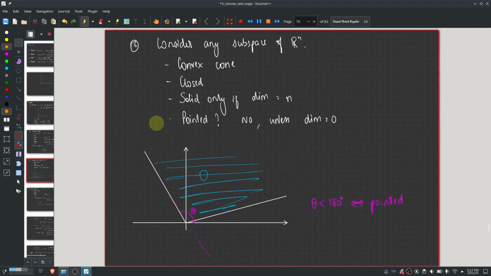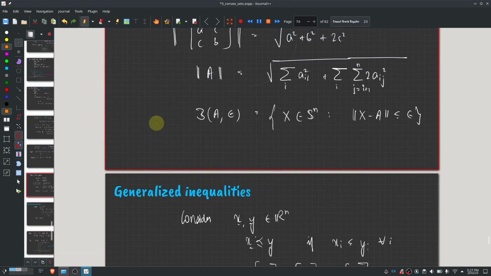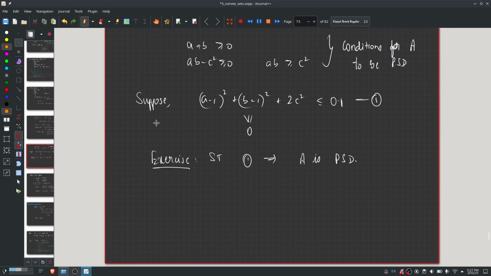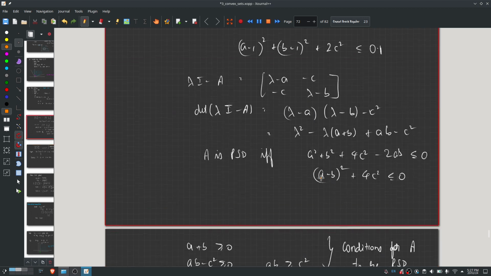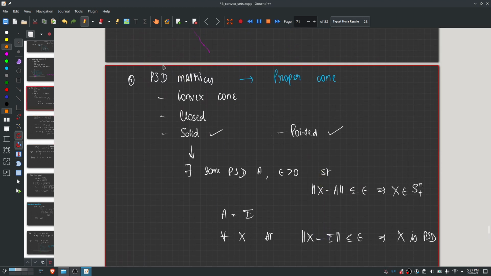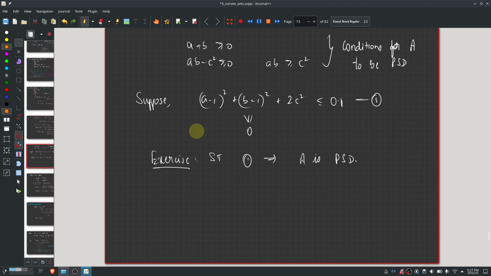Okay. And also try to think about, try to prove this statement first for the 2 by 2 case, that if this property is satisfied, then A is positive semi-definite, and also that the set of all positive semi-definite matrices is solid. Okay, so let's continue in the next class.